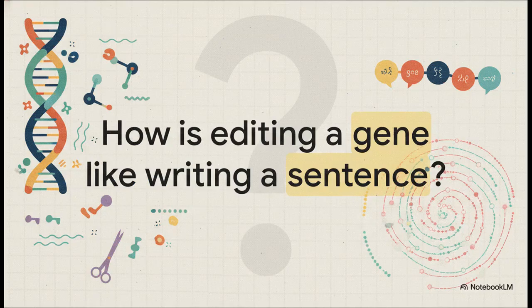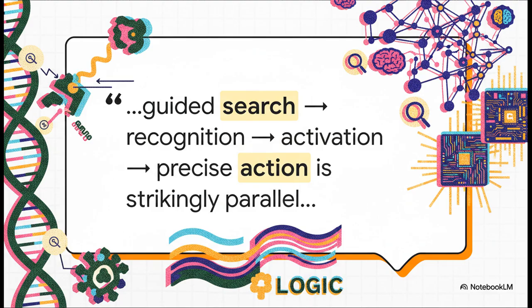So, it all starts with a question that, let's be honest, sounds a little crazy. How on earth is a tiny biological machine editing a strand of DNA anything like an artificial intelligence writing the next word in a sentence? Well, stick with me here, because it turns out the fundamental logic they both use is shockingly similar. And look, we're not just talking about some flimsy, surface-level metaphor here. This is a deep operational parallel.